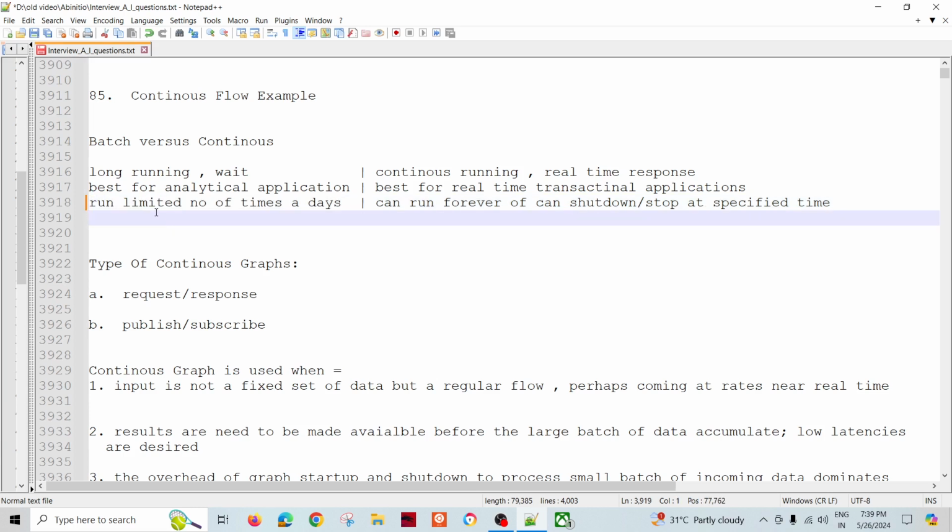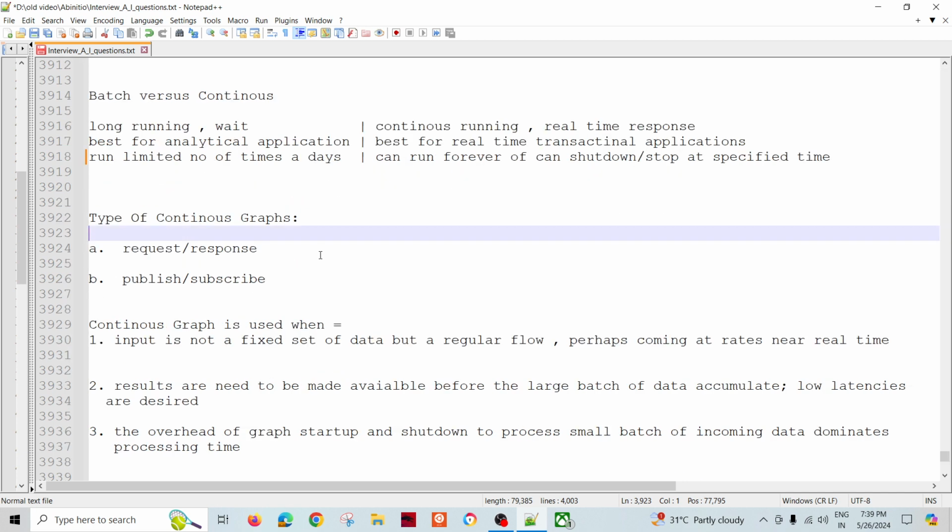There is a limited number of runs, but a continuous graph can run forever, until there is a scheduled shutdown or a forceful shutdown. It may be shut down or stopped at a specified time. Otherwise, it will keep on running.